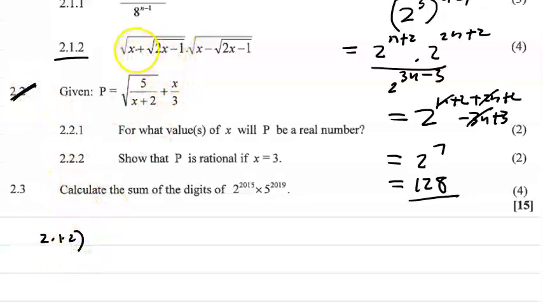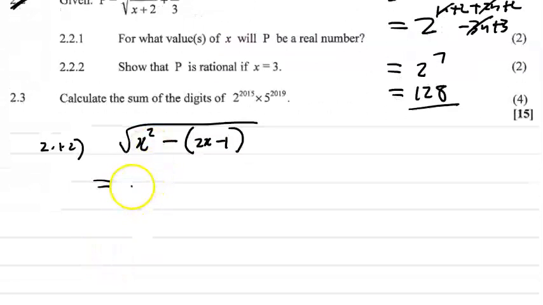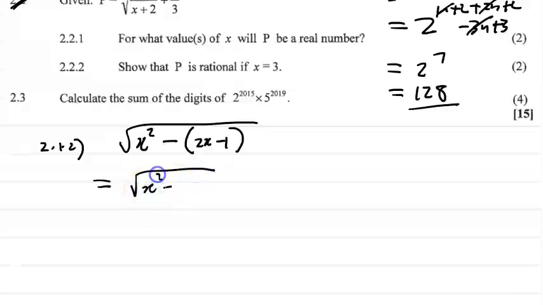2.1.2. Here we've got the square root of x plus the square root of 2 minus x, multiplied by the square root of x minus the square root of 2x minus 1. So here, if you look at it very carefully, what do you notice? You can multiply here, that's a sum and difference. So that'll be x times x is x squared, plus times minus is minus into 2x minus 1, which leaves me with the following: the square root of x squared minus 2x plus 1.